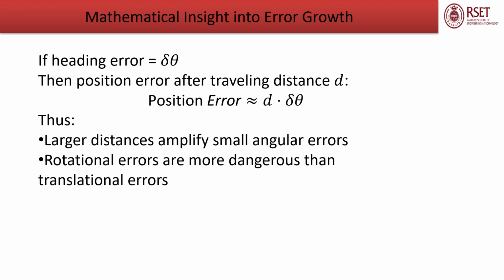Now we'll see the mathematical insight into error growth. If the heading error is delta theta, and the robot travels a distance d, the position error will be d times the heading error. Thus, larger distance amplifies smaller angular errors. Rotational errors are more dangerous than translational errors.